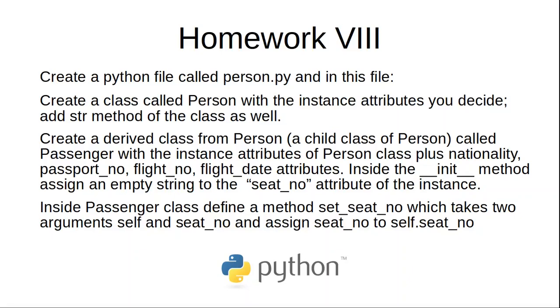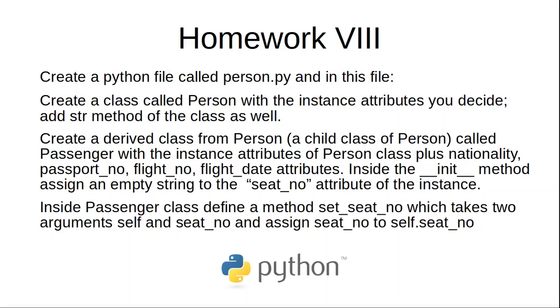decide. Add string method of the class as well. Create a derived class from person, a child class of person called passenger, with the instance attributes of person class plus nationality, passport number, flight date attributes. Inside the init method, assign an empty string to the seatNumber attribute of the instance.